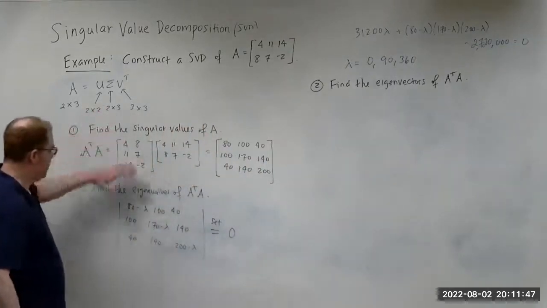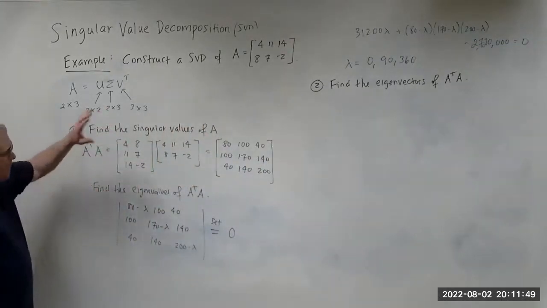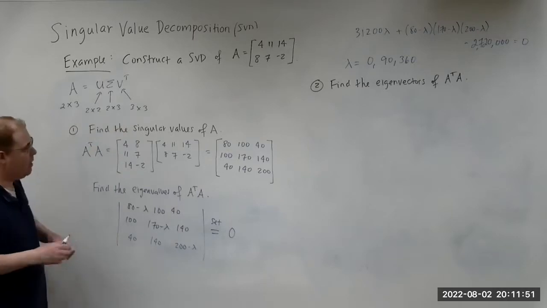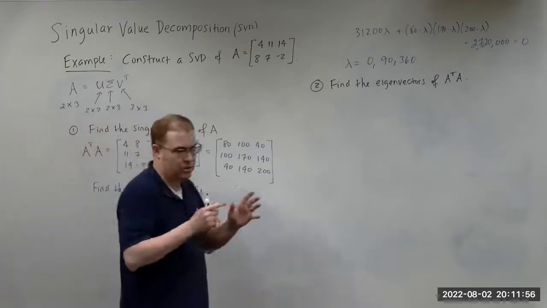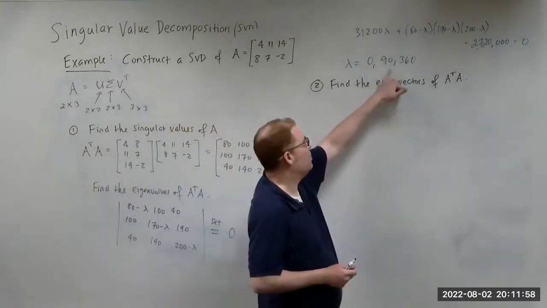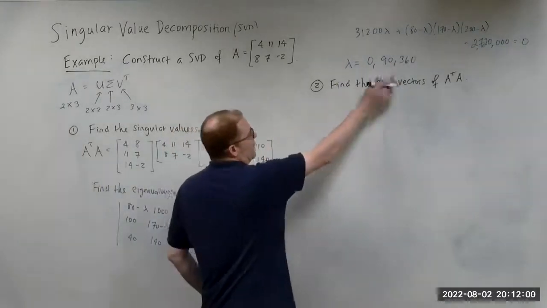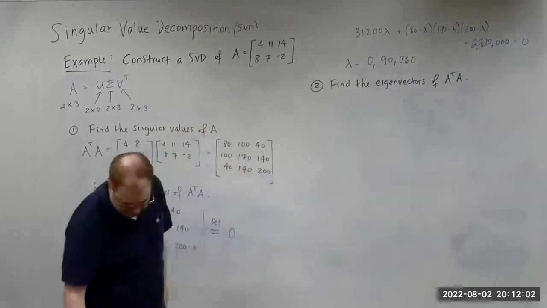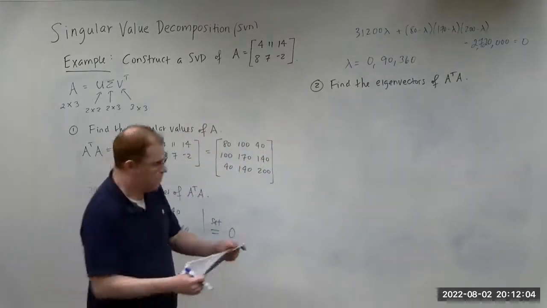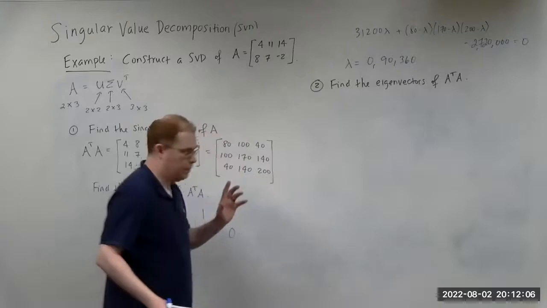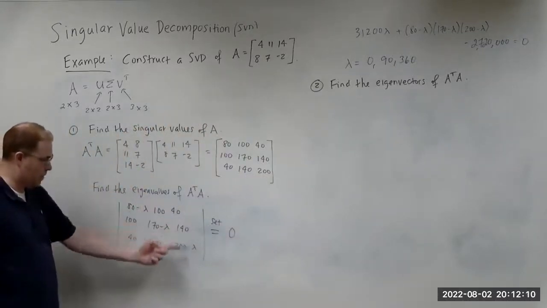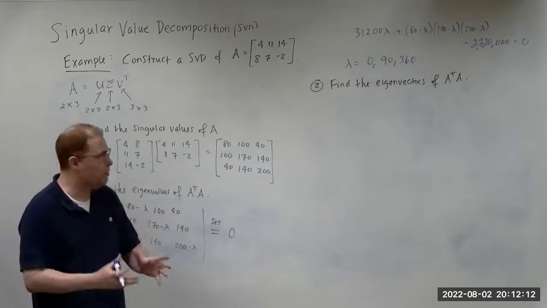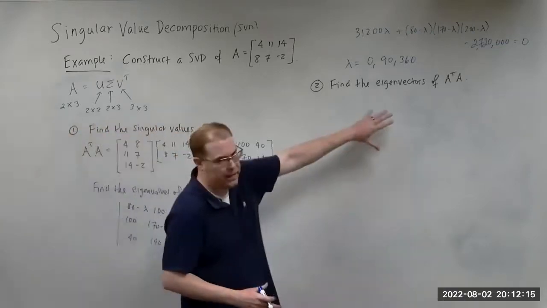So again, we found our eigenvalues, and eventually, to construct sigma, we're going to have to take the square root of these eigenvalues. But now we need to find the eigenvectors of this. Basically, if you recall, you just plug those back into here, because this forms the coefficient matrix to that system that we had earlier up here.